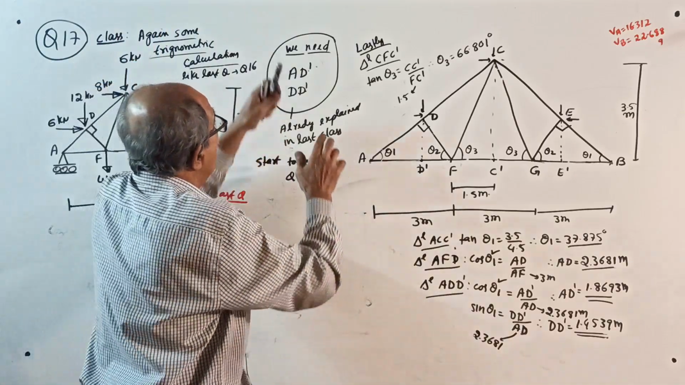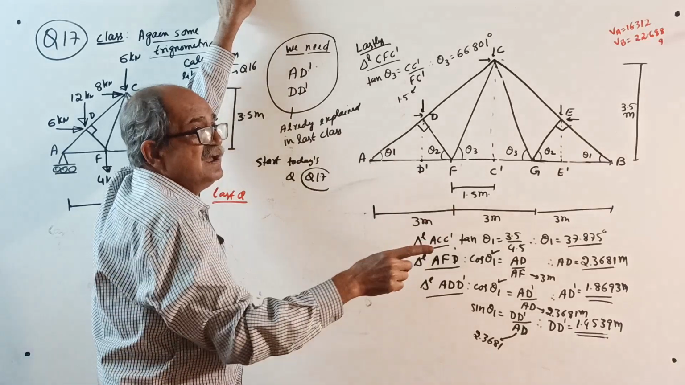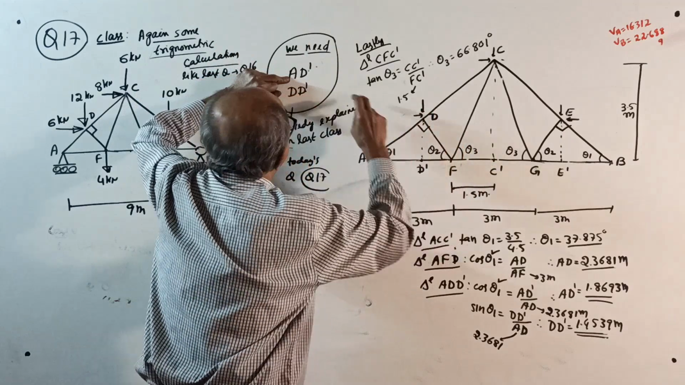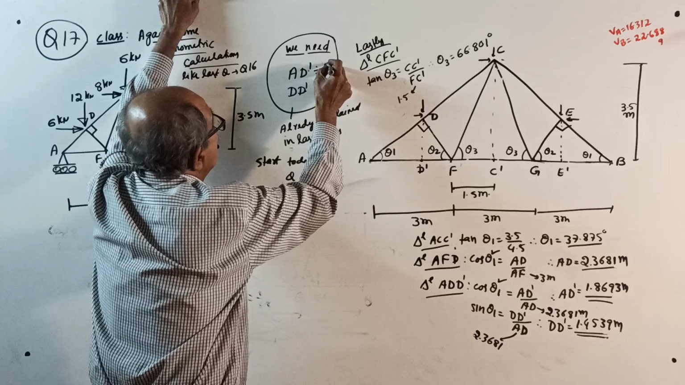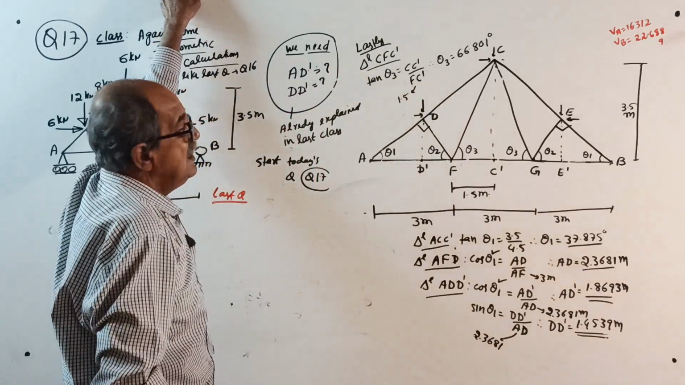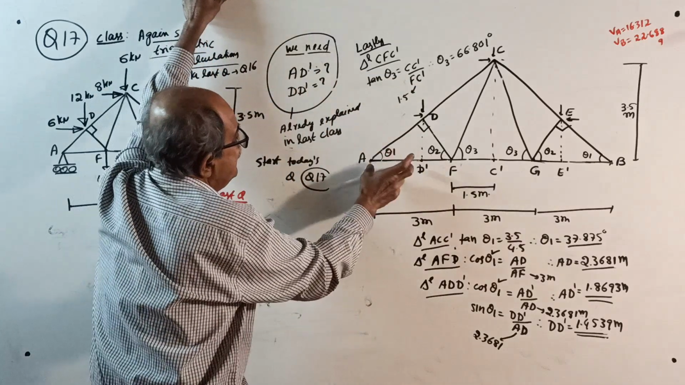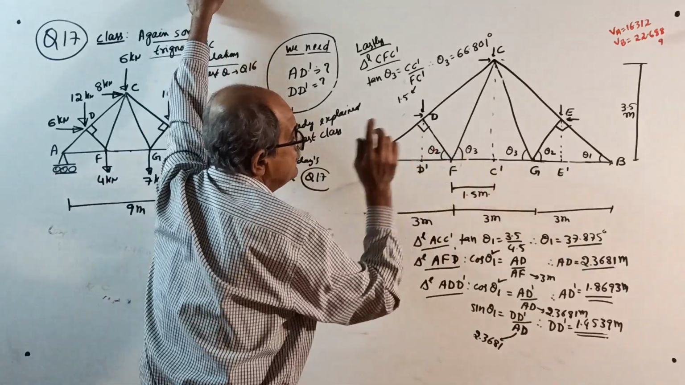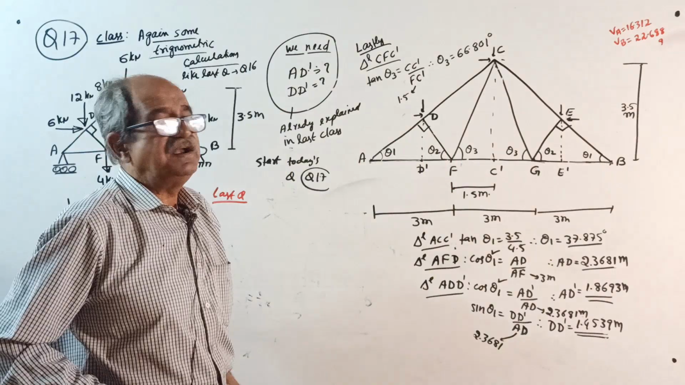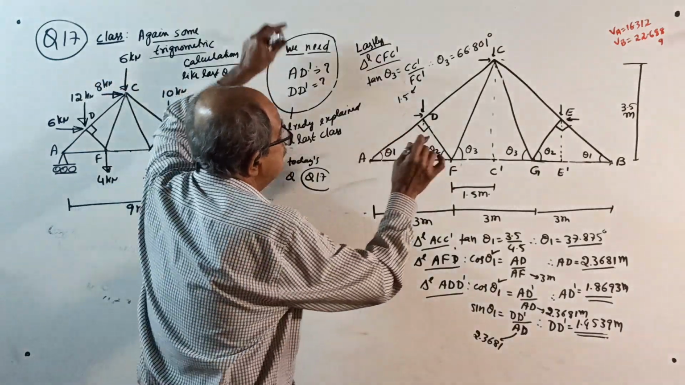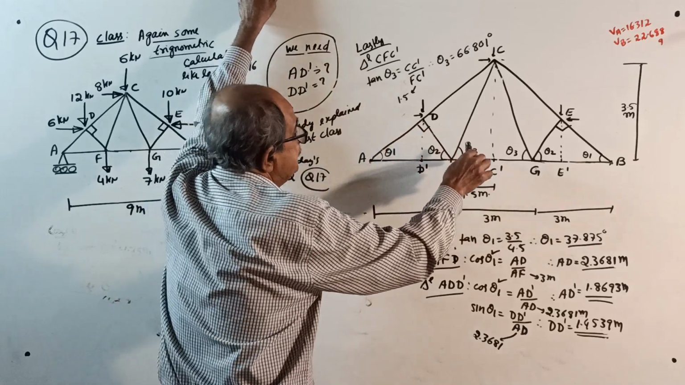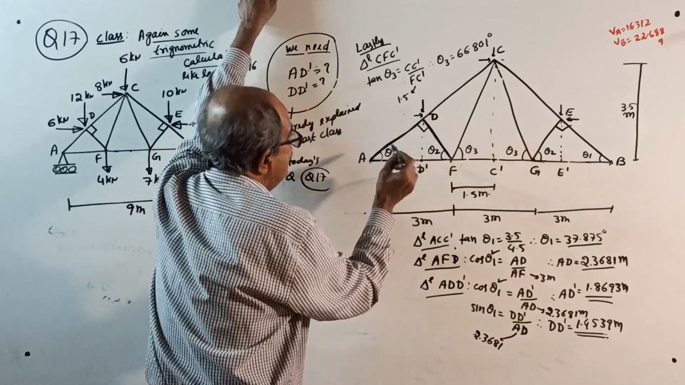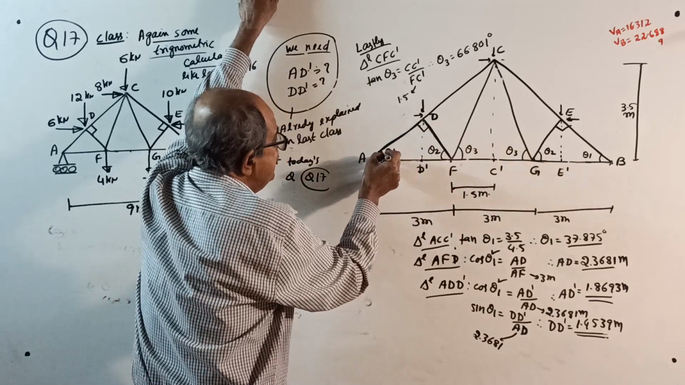I told you already, for finding reactions, you require AD dash and DD dash. If these are calculated, you can find reactions. And once you get AD dash and DD dash, you can find theta 1, theta 2, theta 3, so that you can go to the method of joints. Now see correctly. First, consider this triangle ADF. This is a right angle triangle. This is theta 1.